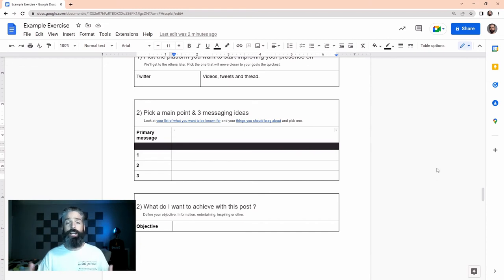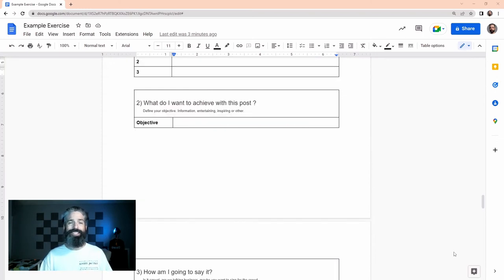For the three messaging ideas, you're looking for information related to your main point. If my primary message was creating a personal brand can be easy, then each of my three messaging ideas would reinforce that somehow. Maybe there would be some information about the value of a personal brand, or maybe it would be a tip from one of the previous exercises. Pick three. If you can come up with more, even better, because you could use them in the future. So really take some time and just brainstorm around your primary message and supporting messages that you could put out there to let people know what you're all about.